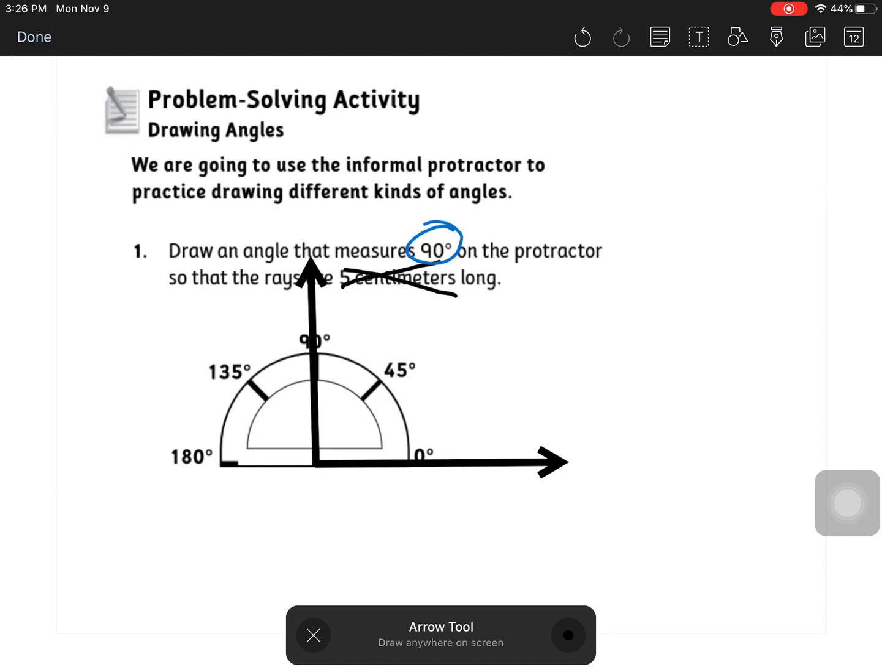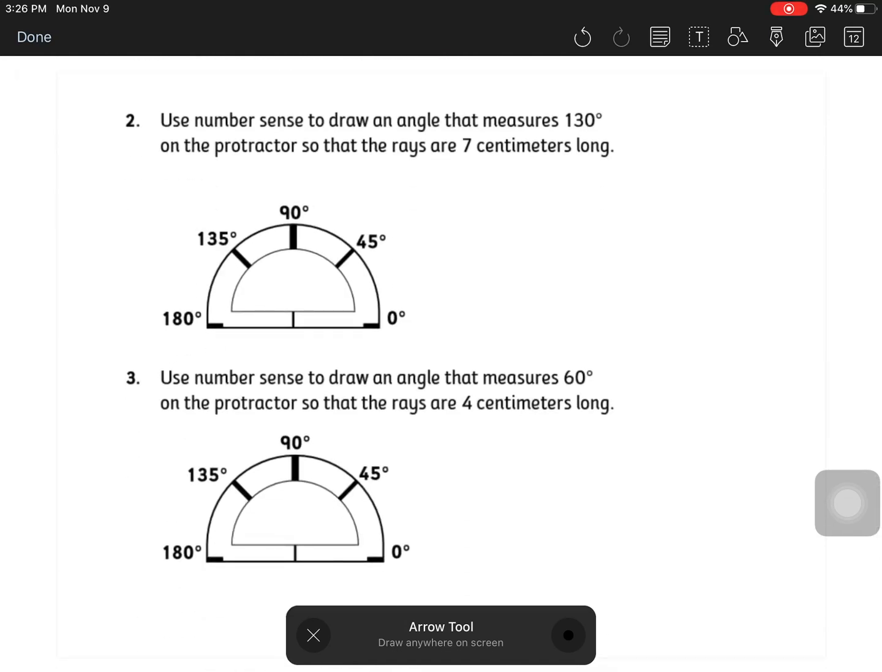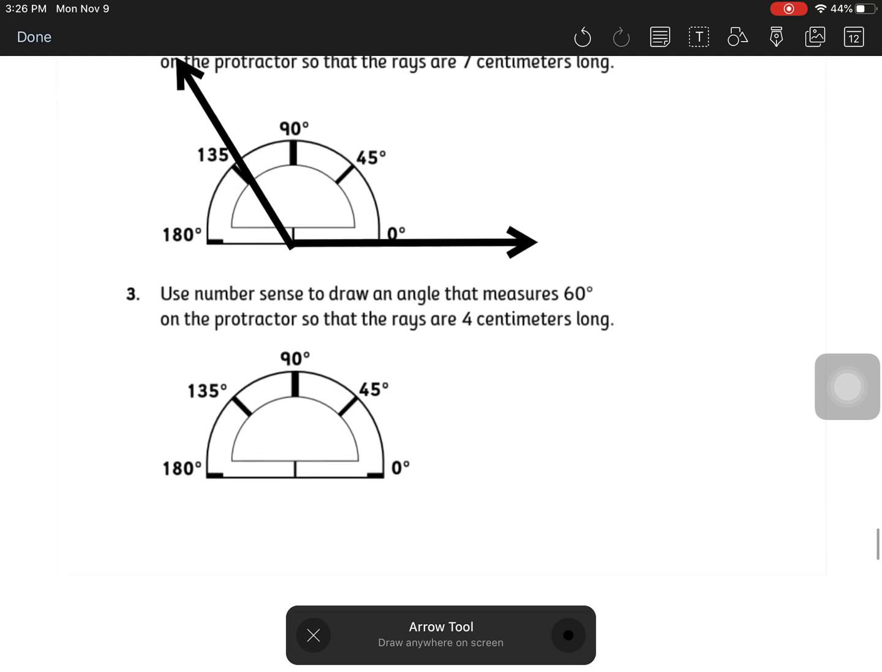Okay, so there's our 90-degree angle. Okay, next one, we want to do 130. So always start going horizontal ray out to 0. And then 130, well there's 135. We're going to go just a little bit less than that, so a little bit on the right side of that. So go back there again, and we don't want to go all the way to 135. We're going to come back a little bit to the left of that, so something like that would be 130, a little bit less than 135.